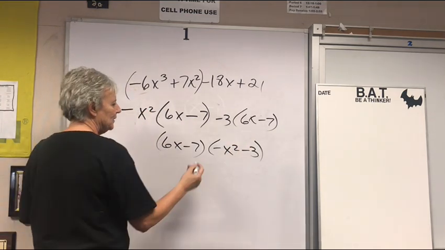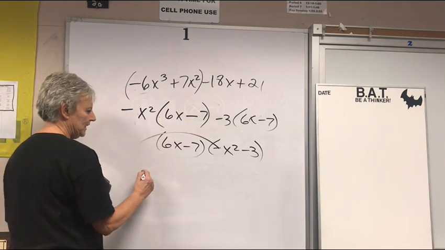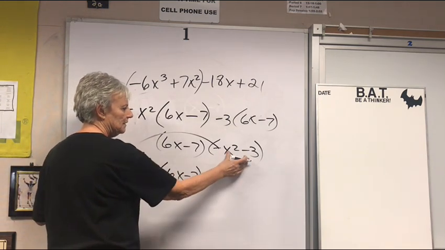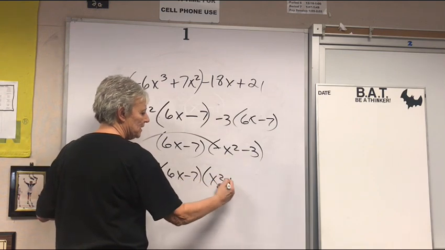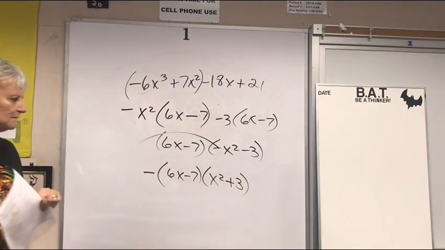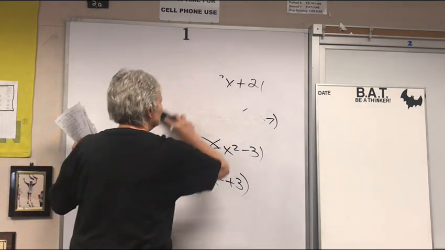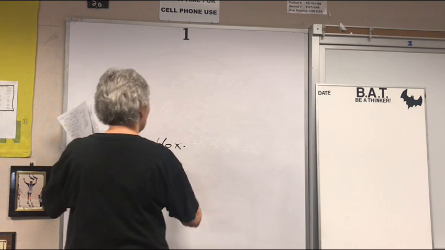Sorry, you get a negative anyway. Pull that out, we get a negative. Leave that alone. And change the sign. X squared plus 3. Okay? I don't know why I told you. Oh, I know what I meant.